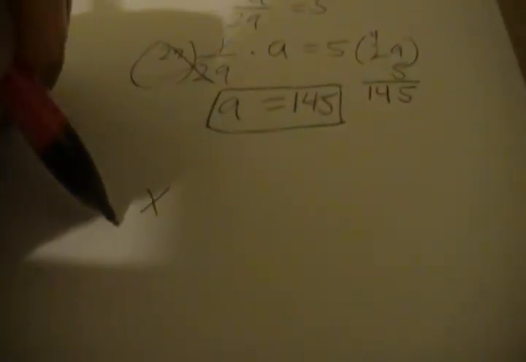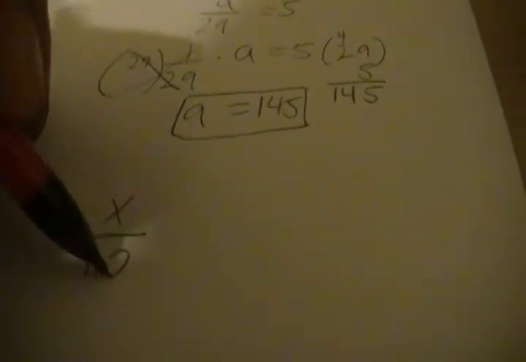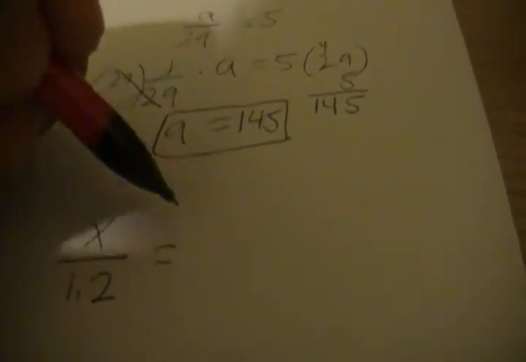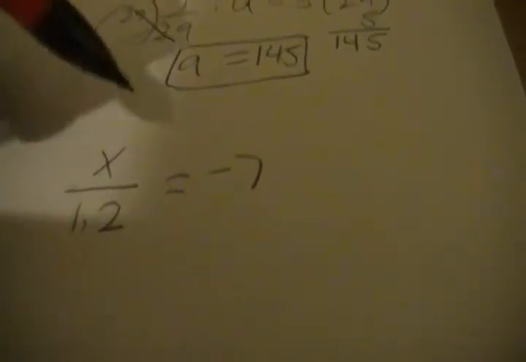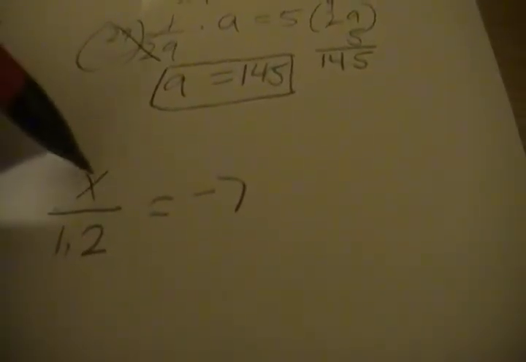Okay, let's try one more problem. So now, let's see, we have x over 1.2 equals -7. Alright, now to solve this, like we did before, what we want to do is rewrite x over 1.2 as 1 over 1.2 times x equals -7. So it looks a lot more clear now.